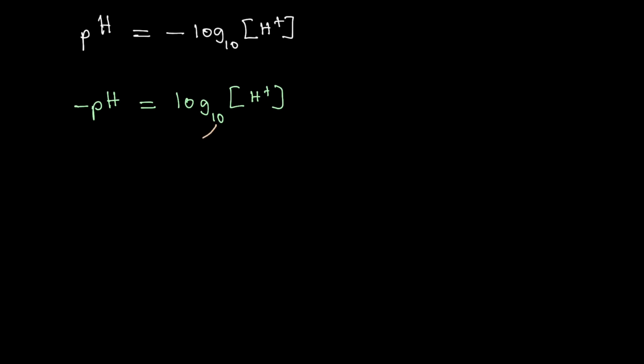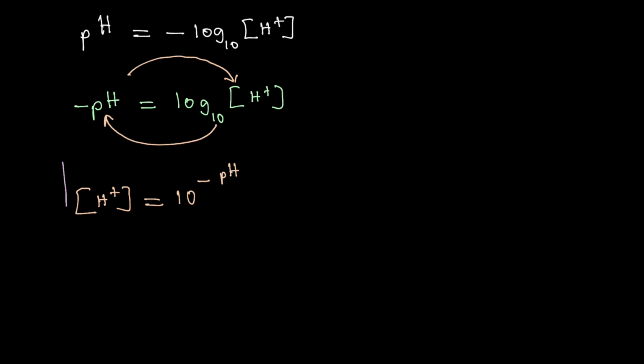pH equals minus log base 10 concentration of H plus. We can find the concentration of H plus by multiplying both sides of this equation by minus 1, which means I get minus pH equals log base 10 concentration of H plus. Now to find the concentration of H plus, we raise 10 to the power minus pH, and the answer will be equal to the concentration of H plus, which means I get concentration of H plus equals 10 to the power minus pH. And this is the new formula we need to remember, how to find the concentration from pH.